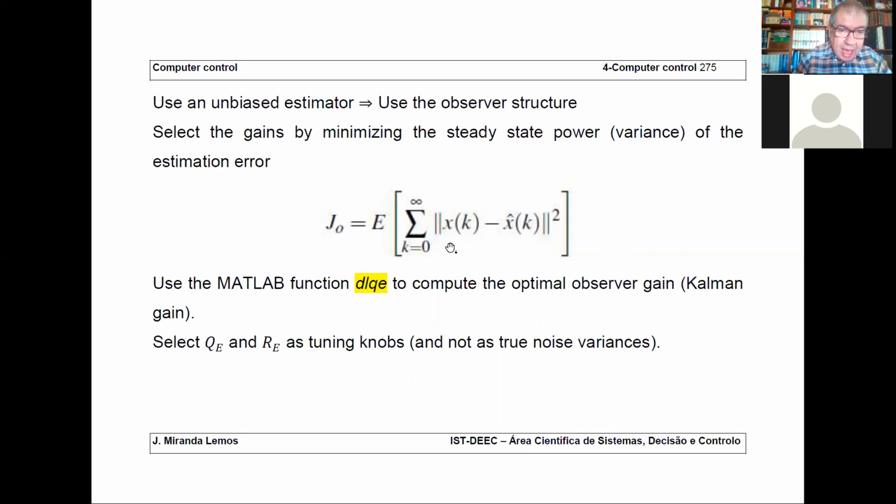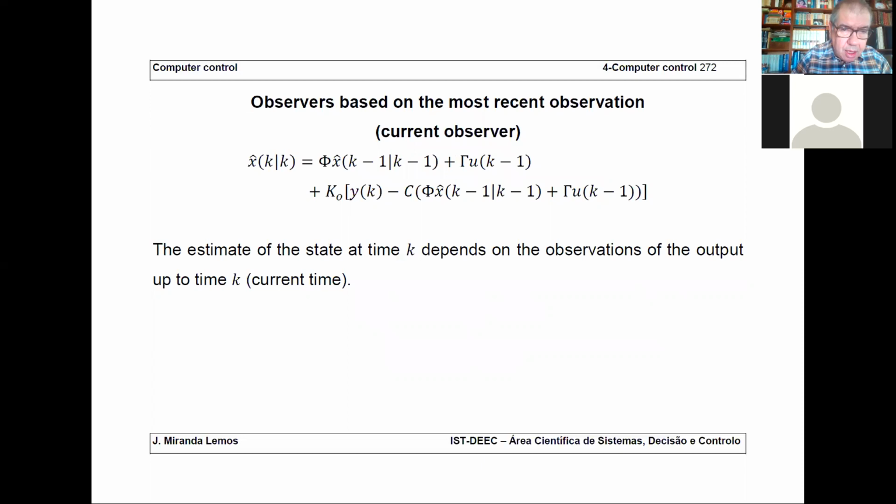And this second specification depends on the choice of the observer gain KO that appears here. So this structure ensures that your estimate is unbiased. That is to say, the expectation of the error is 0. If you compute the expectation of x hat minus x at time k, the expectation is 0.